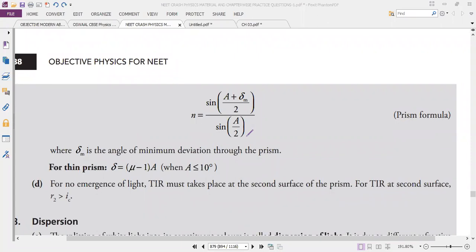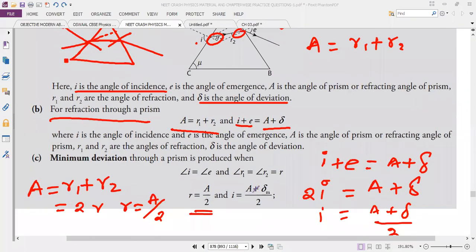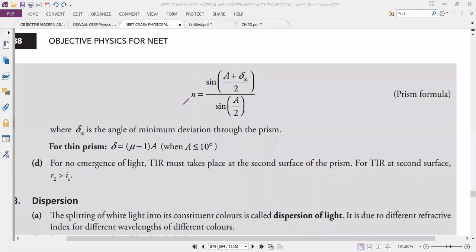This is sin I by sin R. Sin R value is A by 2, and I value is A plus delta M by 2. Using Snell's law, sin I by sin R, with I value A plus delta M by 2 and R value A by 2.